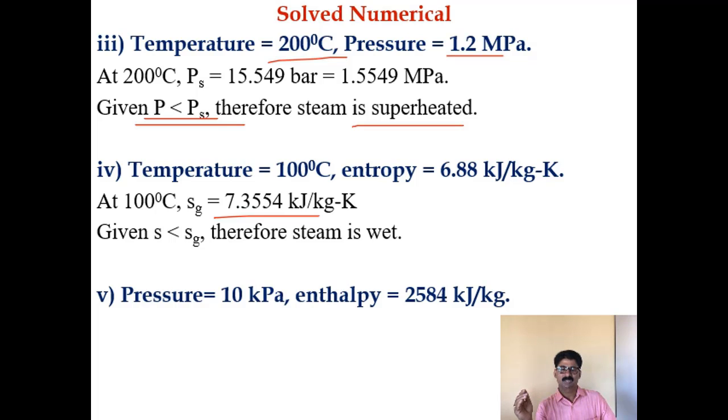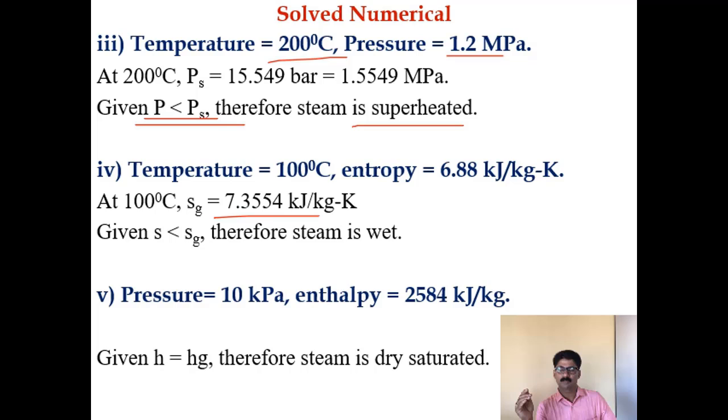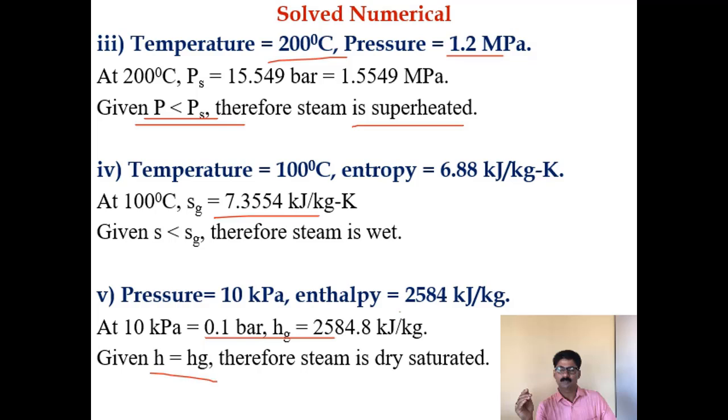Now coming to the last part. Pressure is 10 kilopascal, that is 0.1 bar, and enthalpy is 2584 kilojoules per kg. So here at 10 kilopascal or 0.1 bar, Hg is 2584.8. So H is equal to Hg, exactly equal, neglect 0.8. So you can say that steam is dry saturated. Okay.